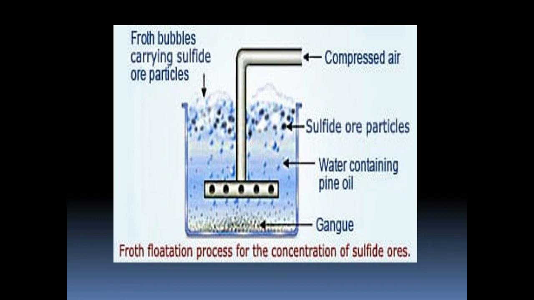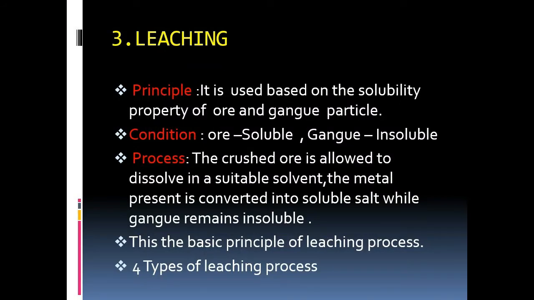Then next process is leaching. The principle used here is the solubility of the ore and gangue particles. Here the condition should be that the ore is soluble and the gangue is insoluble. The process of leaching is that the crushed ore is allowed to dissolve in a suitable solvent. So, by the solubility property, we dissolve the ore in the suitable solvent.